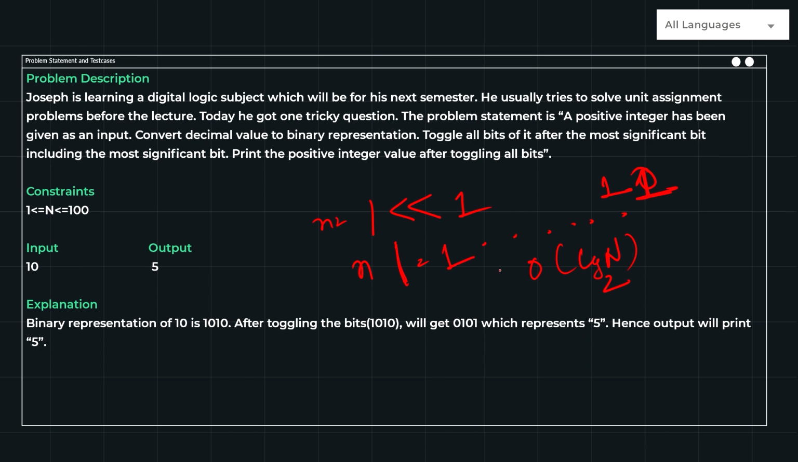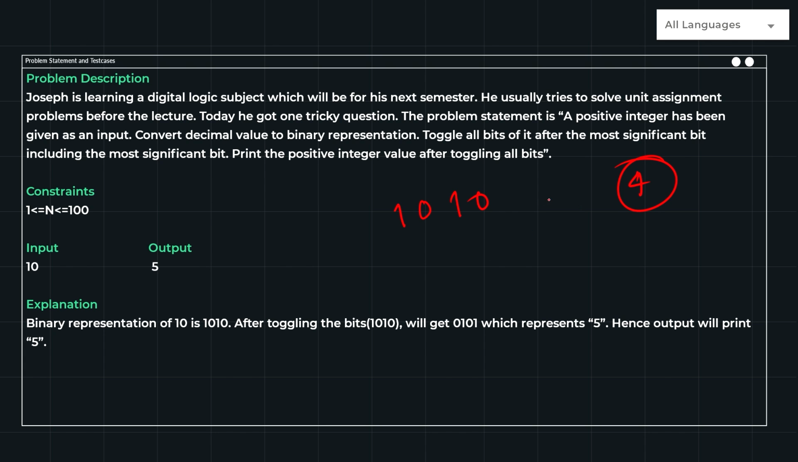So how to do this thing in O of 1? Suppose you have a number that is 1010. How many bits are there? Actually there are 4 bits that you know. Now you need a number that is 1111, like the 4 bits are 1. Do you know how can you get the number?